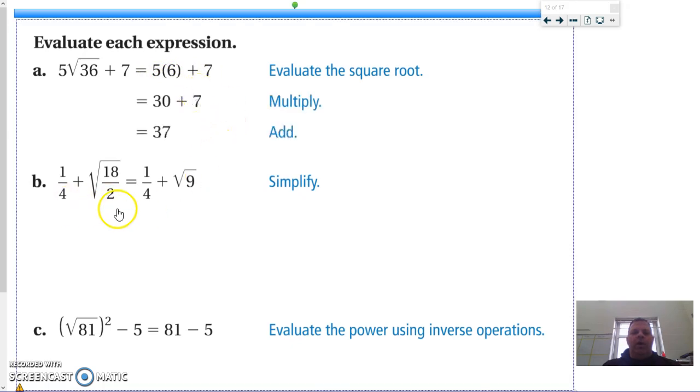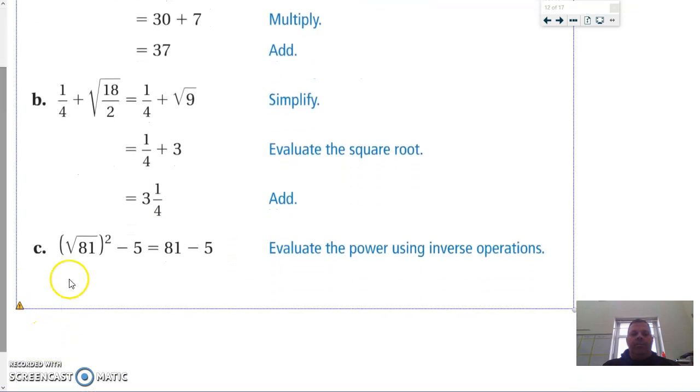In this second one, we talked earlier that we may know the square root of 18, we may know the square root of 2. In this case, I don't know the square root of 18. I also do not know the square root of 2. But I do know that 18 divided by 2 is 9, so the square root of 9 is 3. I add 3 plus 1/4. I get 3 1/4.